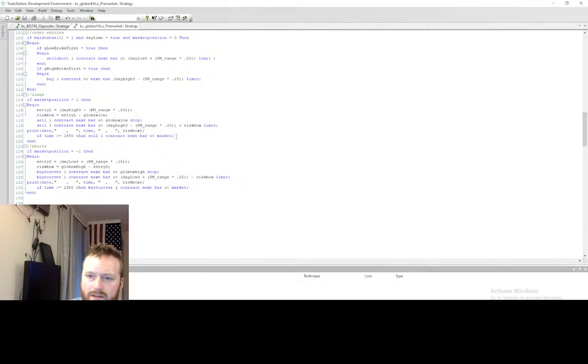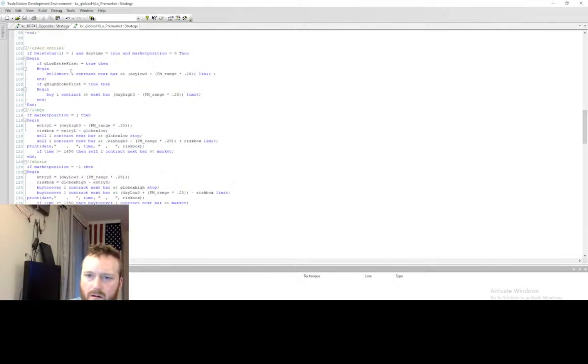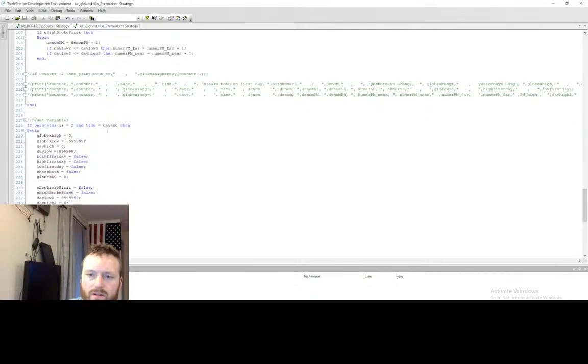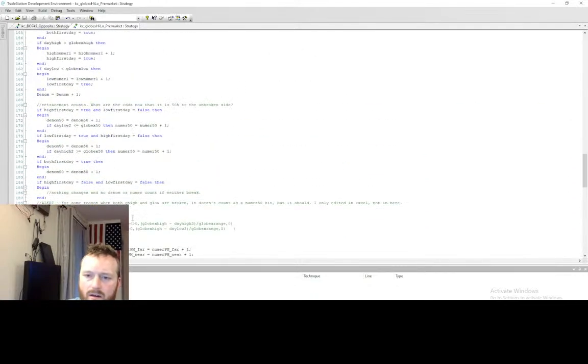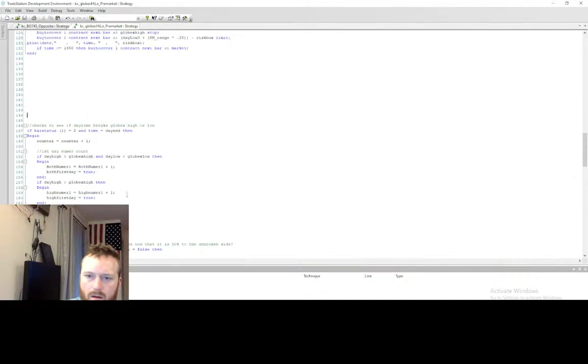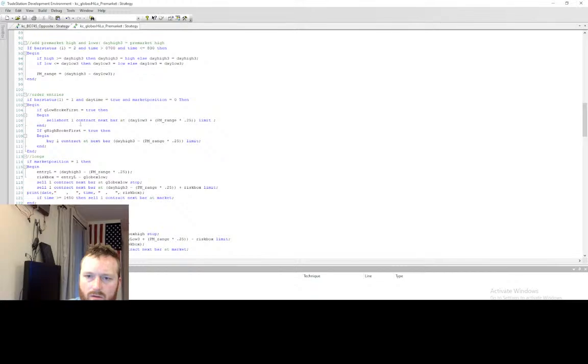Okay, how do I reset these things then? Globex low broke first. All of those are reset at the day end. Okay, at day end. So that means market orders. You need to say and time is less than 1450.